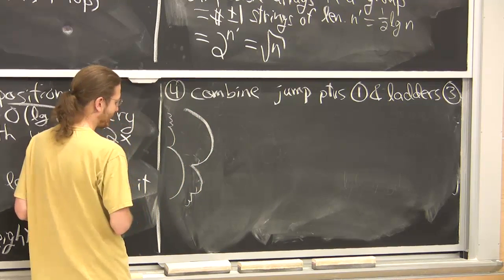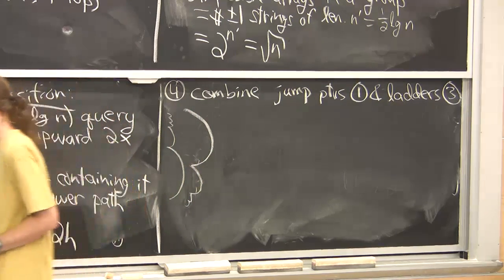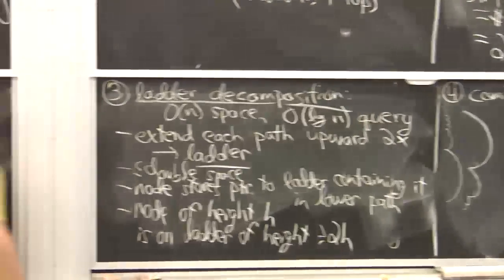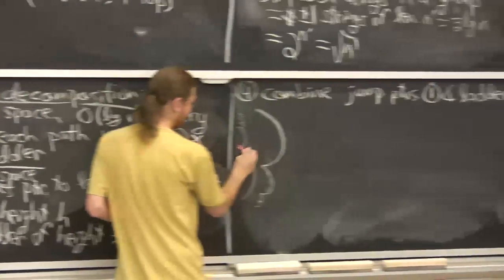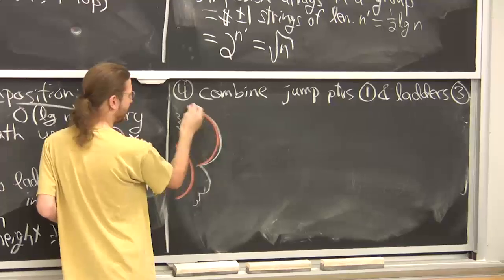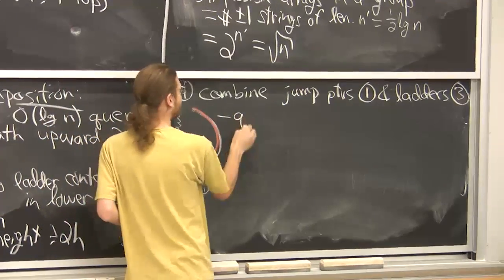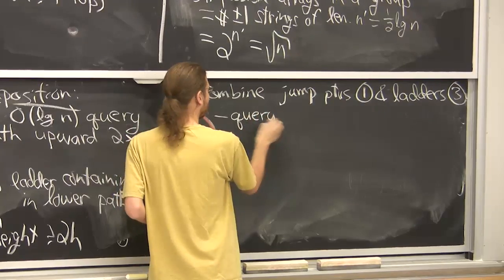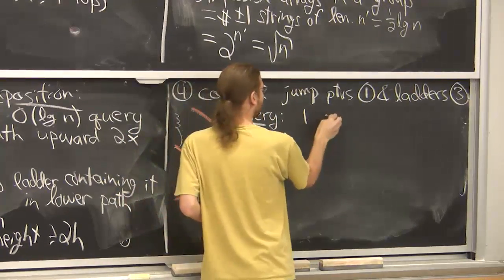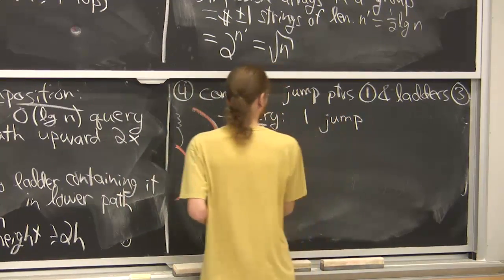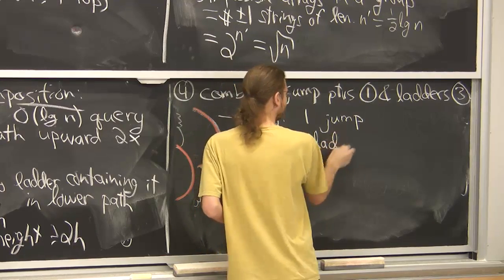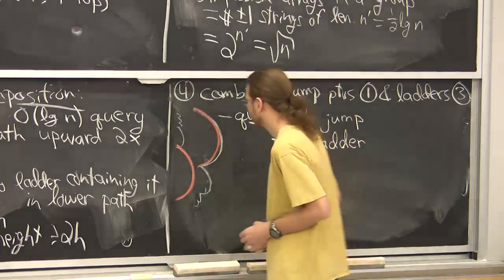Okay. What I'd like to do is take this step and this step. That would be good. Only two of them. So query is going to do one jump plus one ladder in that order.